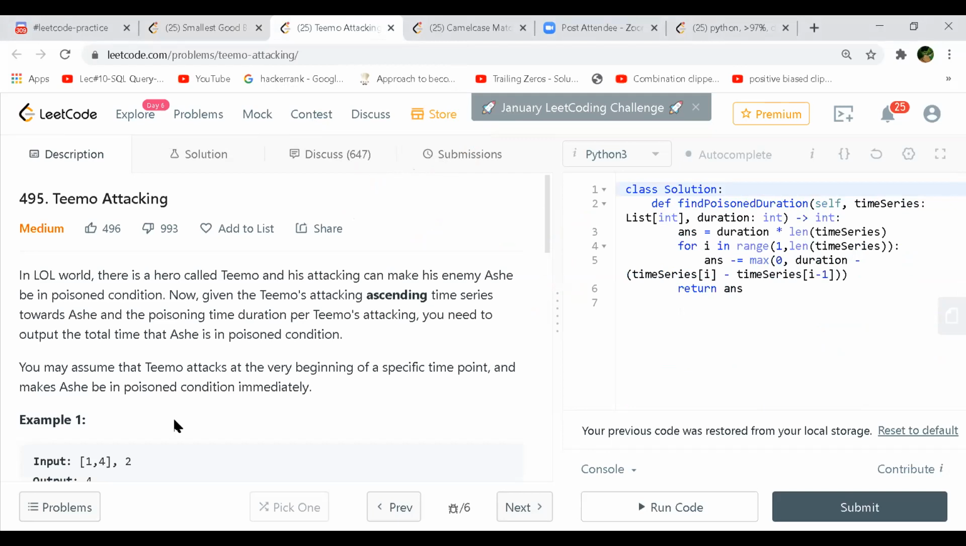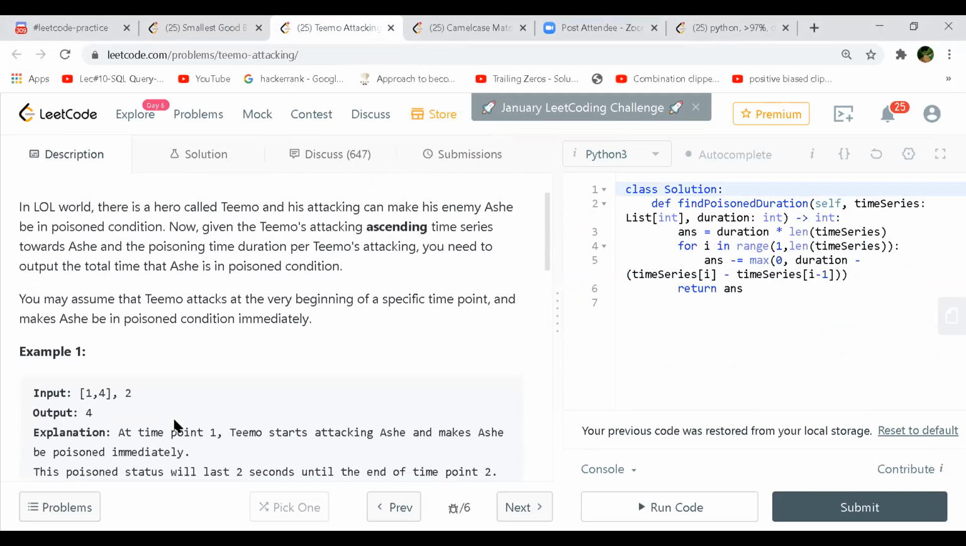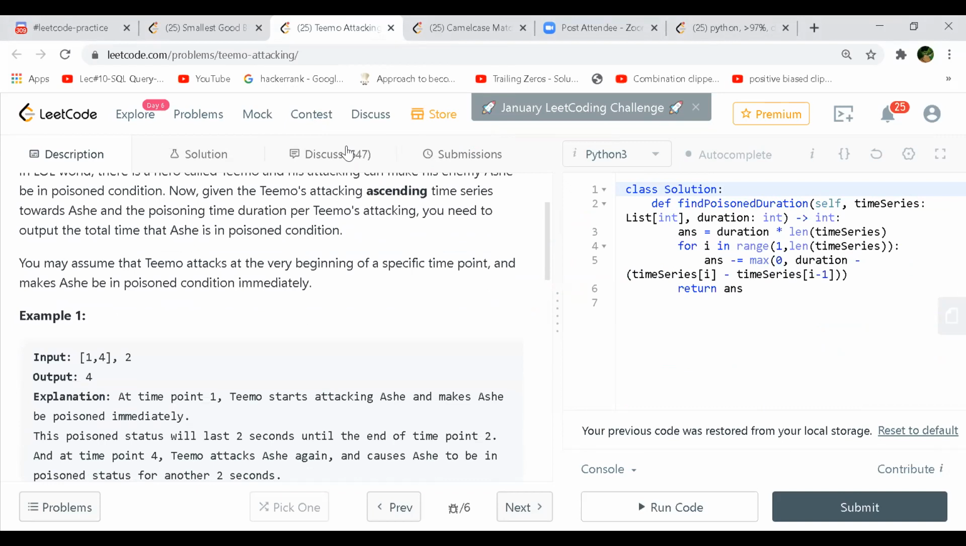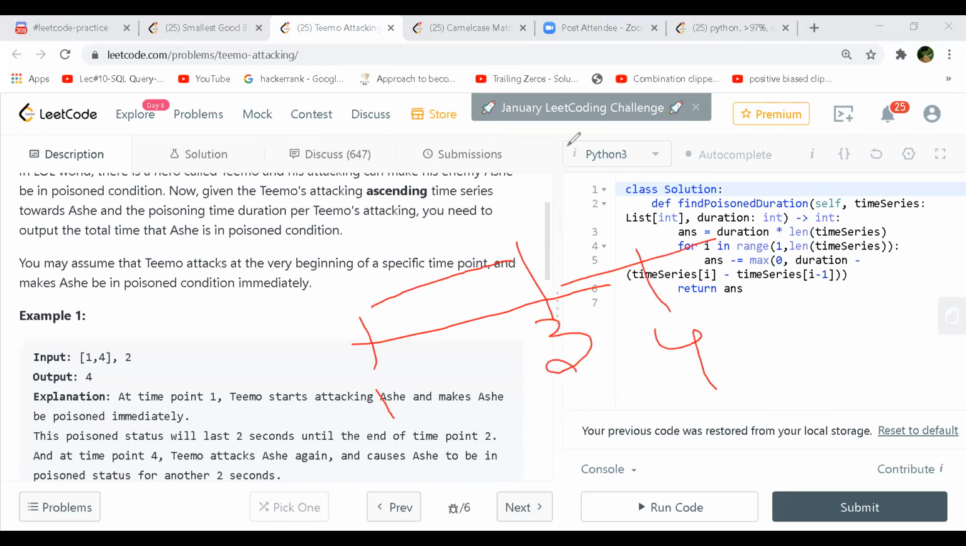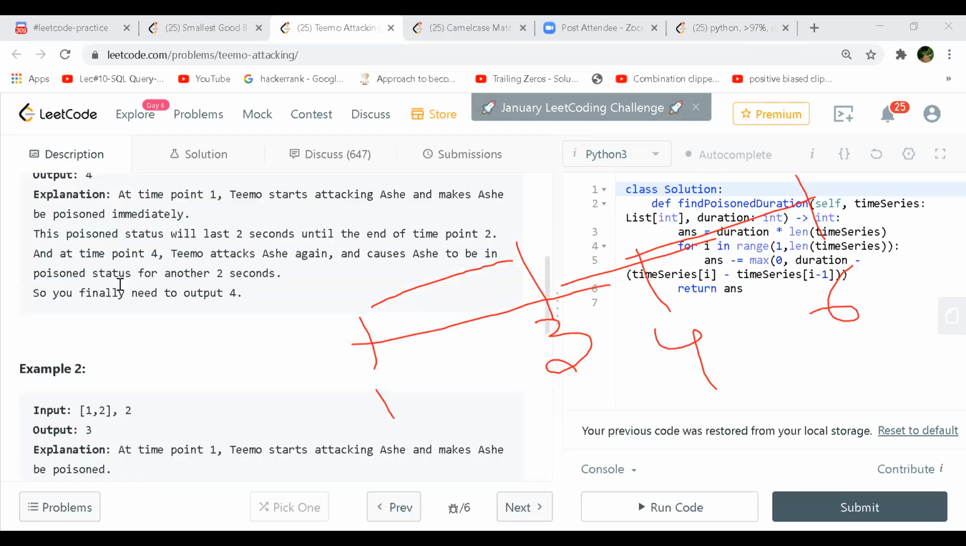So this is the Timo attack here. If it attacks at one point, for the first example, like if it attacks at one, its poison will spread up to time two, right? Next time it attacks at four, the poison will spread up to six, right? So in that case, what we have to get is the total time poisoned, until the end of the second attack, Timo causes poison for another 2 seconds. Okay, yeah. So finally it will add up to four, right?